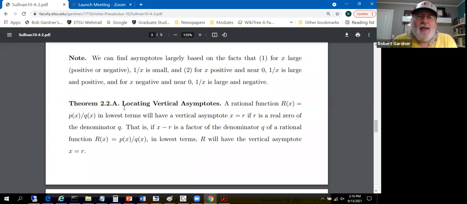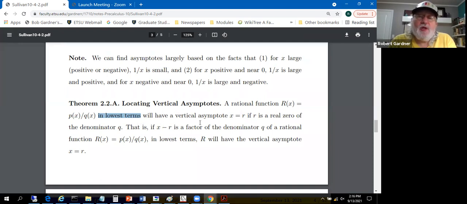Theorem 2.2.a tells us where to find vertical asymptotes of a rational function. So this offer only valid for rational functions. Beware of that. There's a lot more functions out there than rational functions, but these are commonly used functions. A rational function r of x equals p of x divided by q of x in lowest terms. That is, you canceled all common factors with appropriate care between p and q.